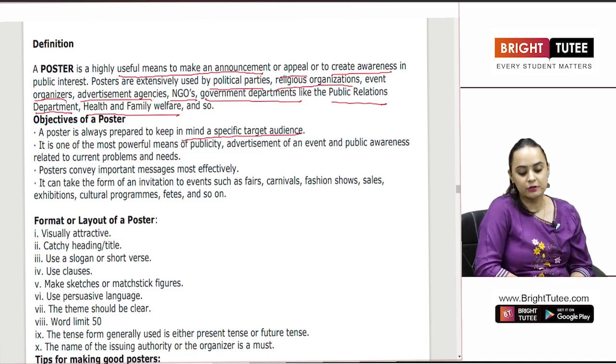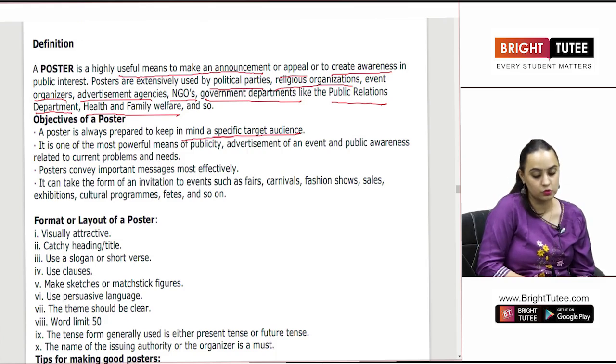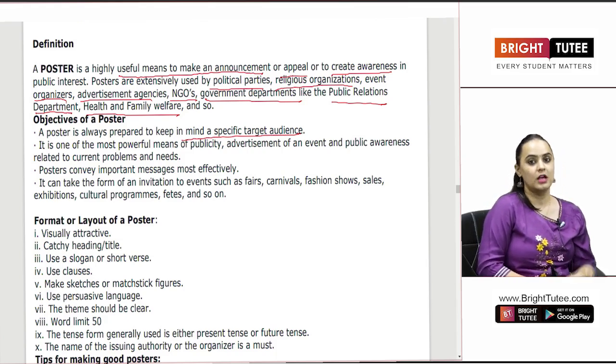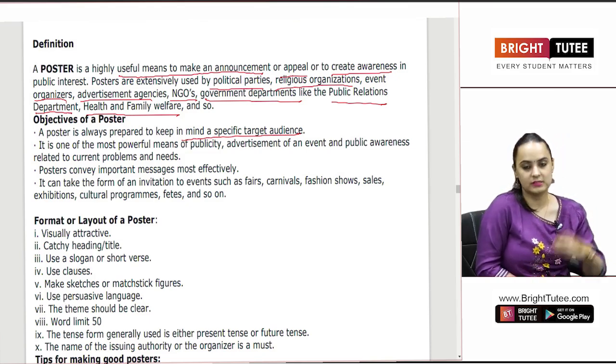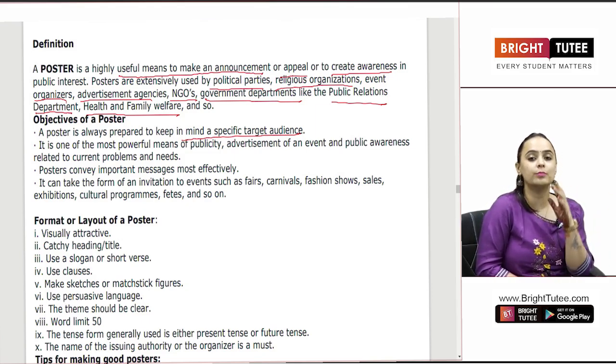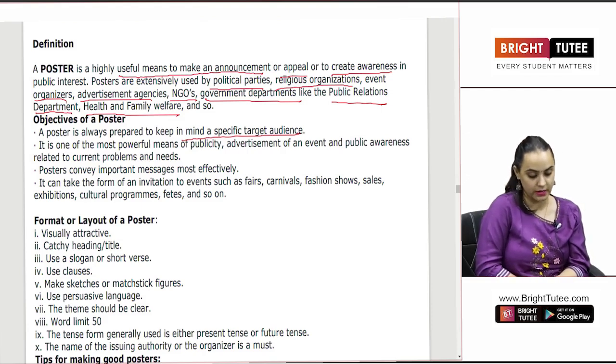It can take the form of an invitation to events such as fairs, carnivals, fashion shows, sales, exhibitions, cultural programs, fetes, and so on. So when you make a poster for any such event, such as some fair or exhibition or fete or carnival, then the poster can actually take the form of an invitation as well.